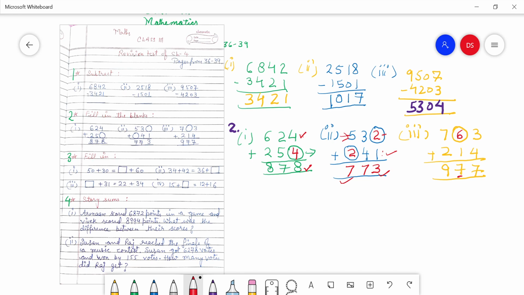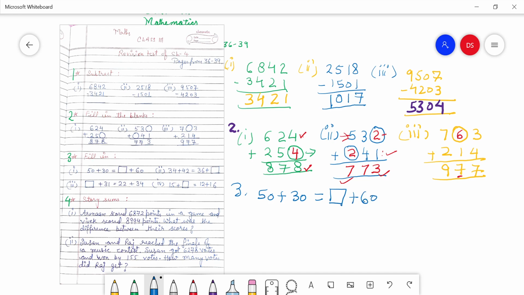Now we will do question number 3. Again, it is fill in the blanks. You can see that the numbers are given in the line: 50 plus 30. Then there is an equal to sign. One blank is there which we have to fill. And then one number is 60.